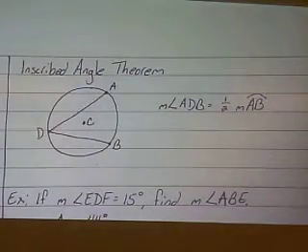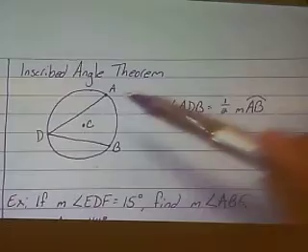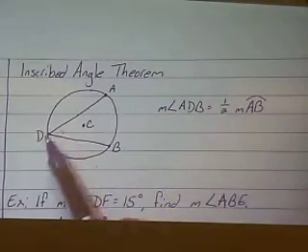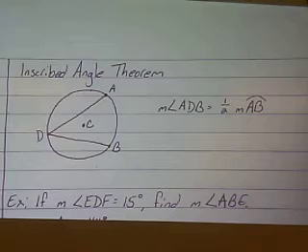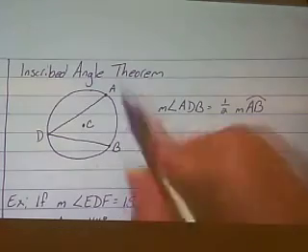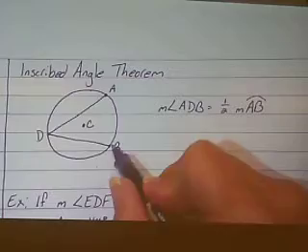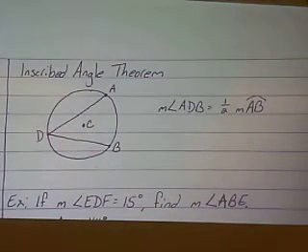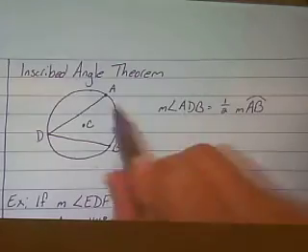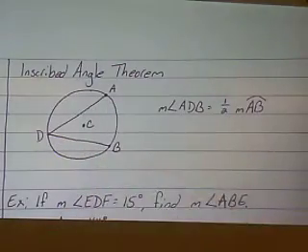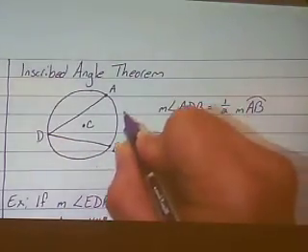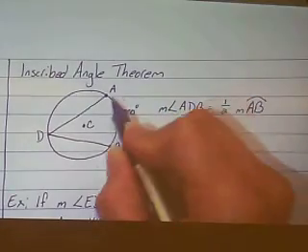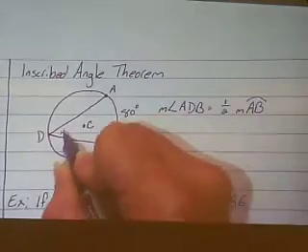The inscribed angle theorem tells us this is an inscribed angle. All points touch the circle, and our theorem tells us that the angle measure is half of the arc. So if our arc AB is 80 degrees, then our angle ADB would have to be 40 degrees.